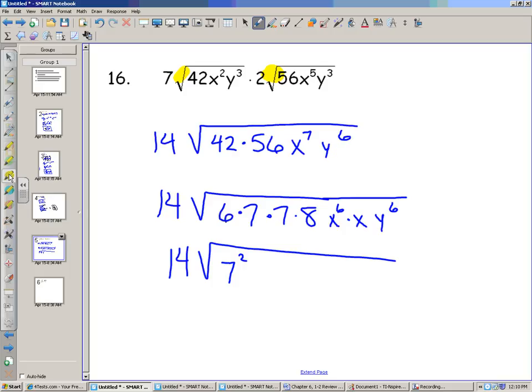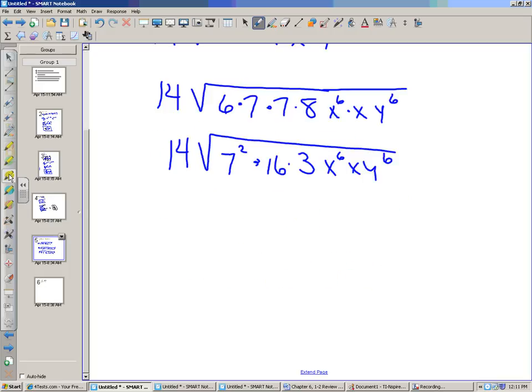There's a perfect square in 12, so we have to go higher than 12. Think about it: 12 is 4 times 3, so 4 times 4 is 16 times 3. Do we all understand that? So this is actually going to be 16 times 3, x to the 6, x, y to the 6. What we're doing is just trying to find the perfect square factors of that big, humongous number.